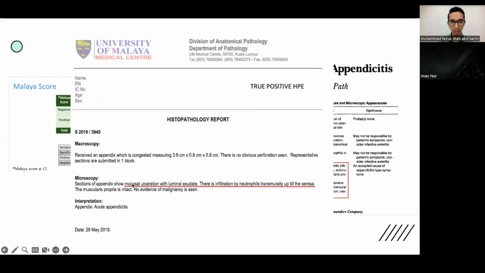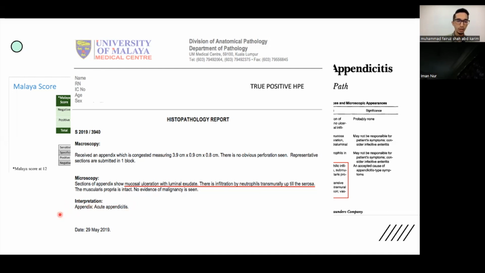And this is what was documented as a true acute appendicitis. You see the mucosal ulceration with luminal exudate, and there is an infiltration of neutrophils transmurally. So it fulfills the criteria for diagnosing acute appendicitis based on the HPE. Based on my study, what I looked for was only this part, the interpretation of the HPE, whether acute appendicitis or so on.